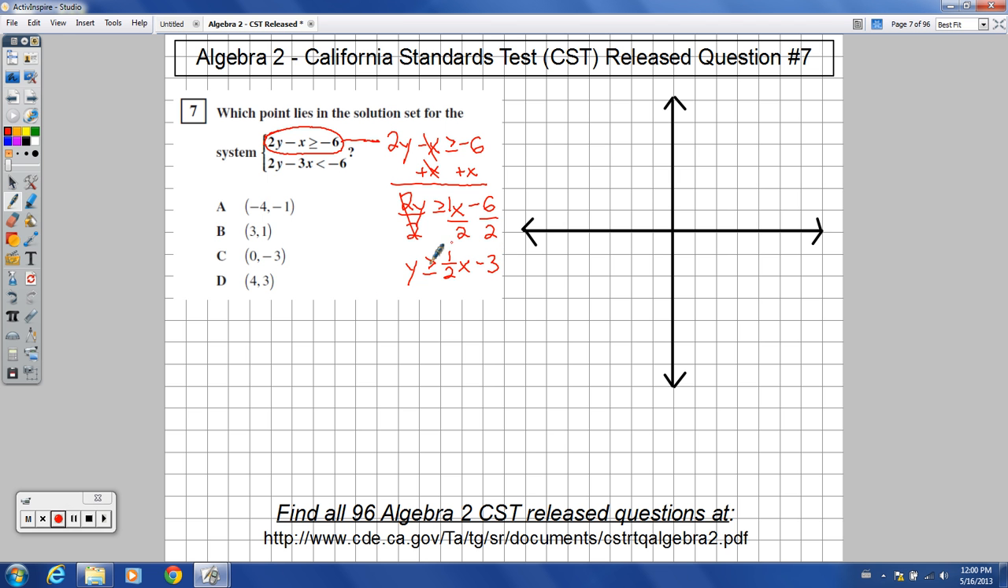So we can graph that now to start. We've got a y-intercept right here at -3, so that's a point right there, and we have the slope of 1/2. So we go up 1, right 2.